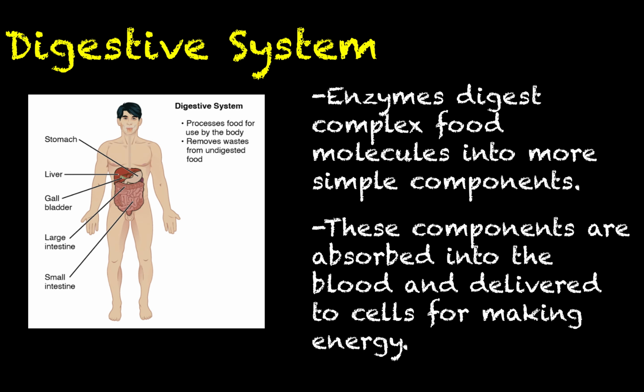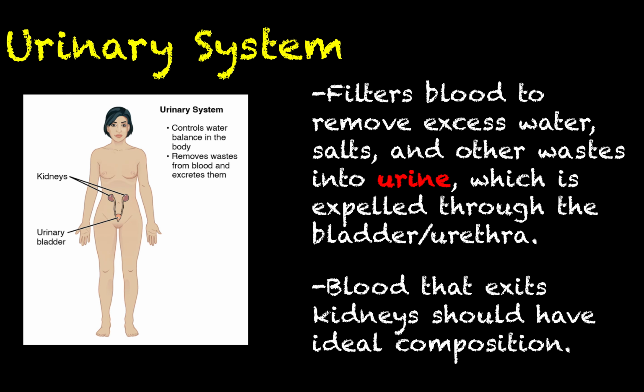The digestive system involves a myriad of enzymes that digest complex food molecules in the food that we eat into more simple components that can then be absorbed by the digestive system and the digestive tract into the blood, and then these small energy-rich compounds can be delivered to cells all throughout the body so that they can use it to make energy for their everyday functions.